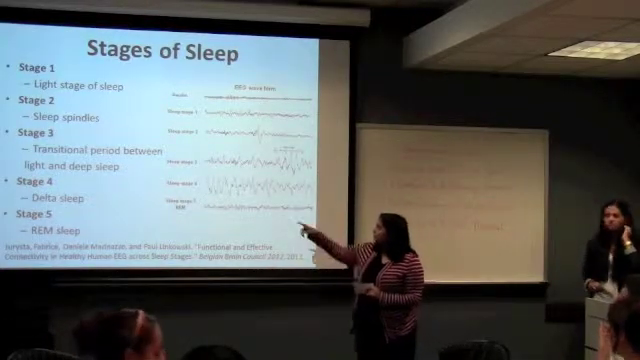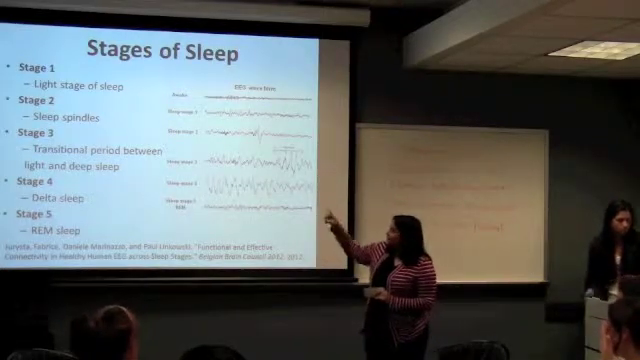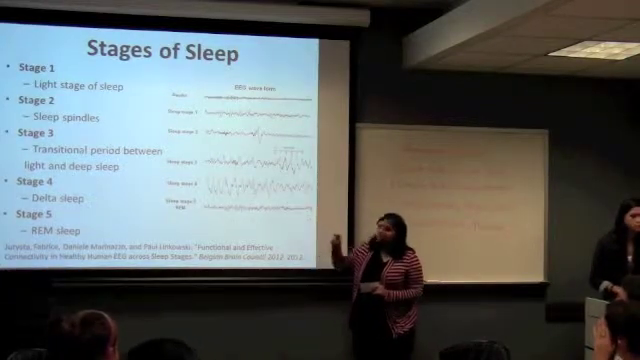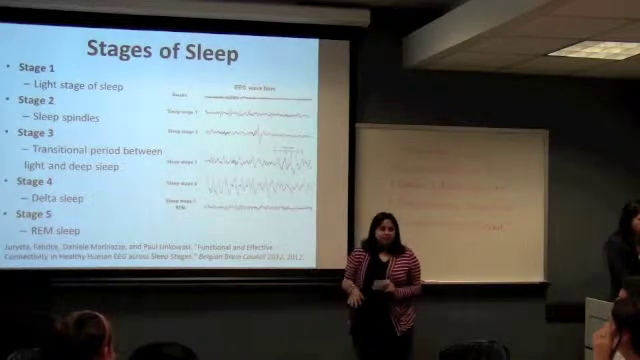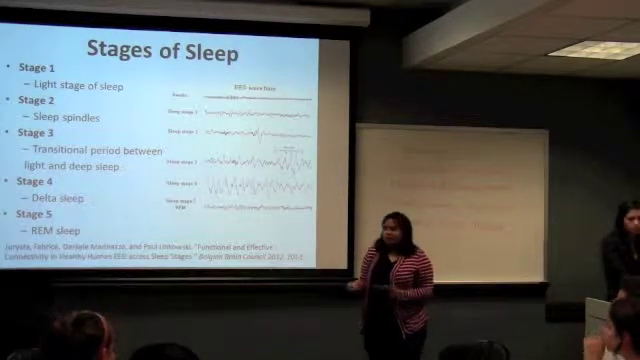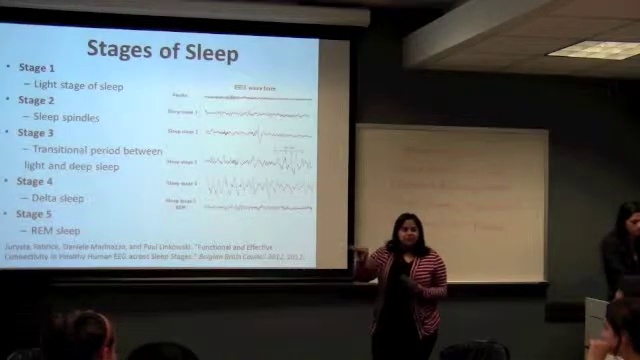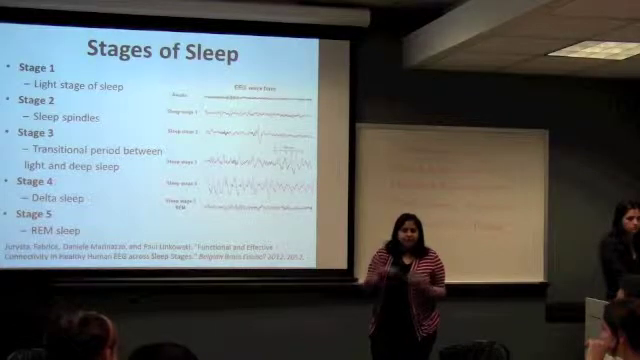In stage 3, you're entering a deeper sleep. And stage 4 is categorized by these delta waves, but it's also a much deeper sleep. And then stage 5 is known as your rapid eye movement sleep, and it's basically when dreaming occurs, and essentially all your muscles are relaxed, but all your other bodily systems are active.